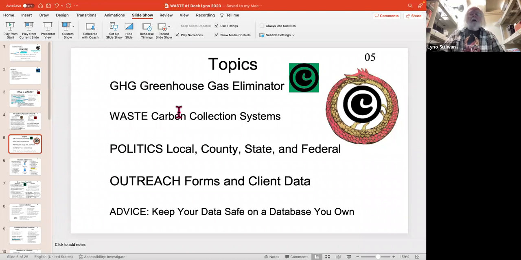Politics, I'll talk a little bit about that. I mentioned the outreach forms and client data. My advice to everybody is to go towards a future where you own your own computer. It's safe on a database that you own, because I think everybody's information is at risk if you don't own it. I put mine in the cloud and on my computer. That's just my own little advisory on that topic.